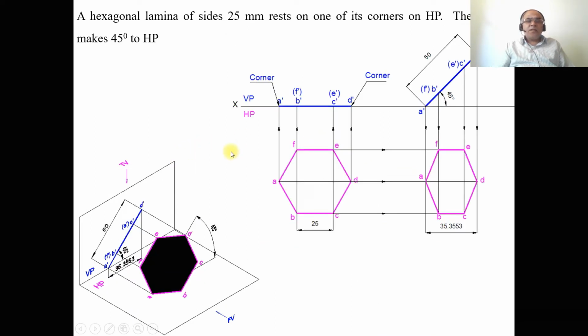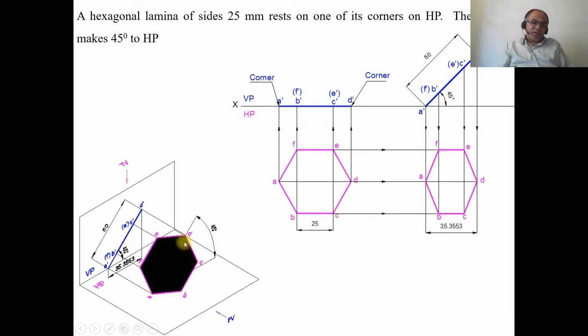Now we go to the next condition, wherein the lamina makes 45 degrees to HP. When it is resting on one of its corners, since there are two corners here, both A dash and D dash, either you can rest on A dash or you can rest on D dash. If you are resting on D dash, then you have to rotate clockwise. If you are resting on A dash, then you have to rotate anti-clockwise. So here we are resting on A and the surface is inclined at 45 degrees to HP.